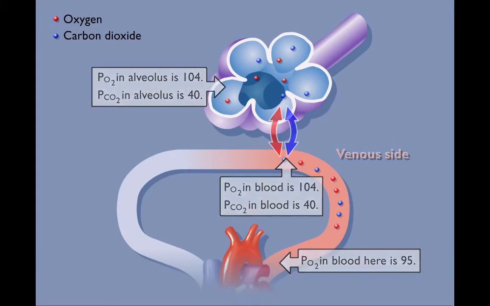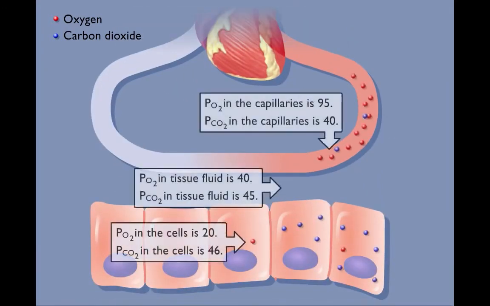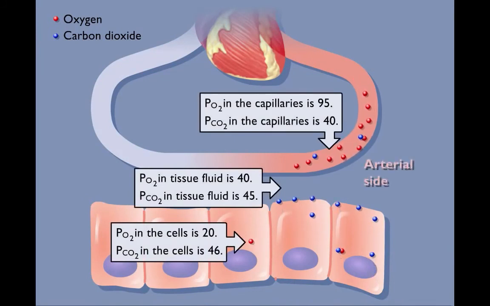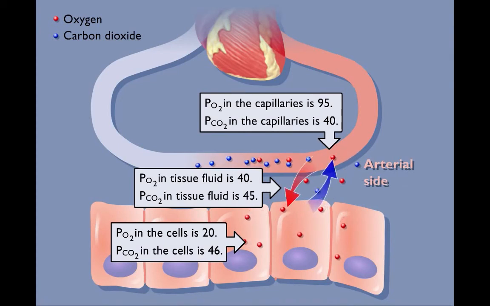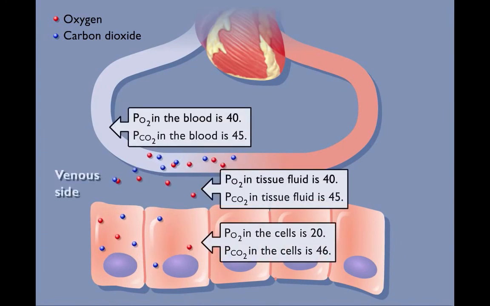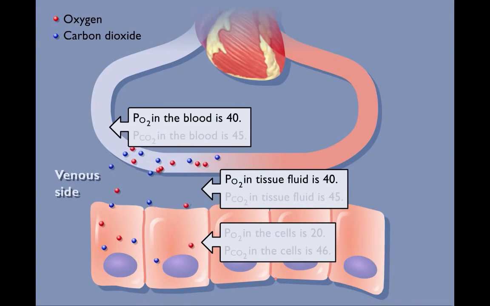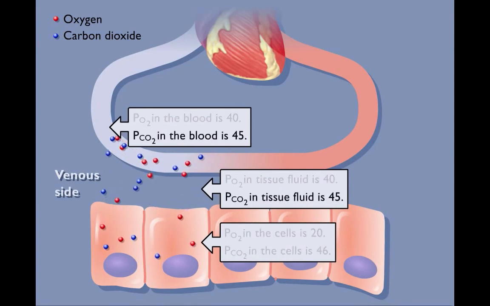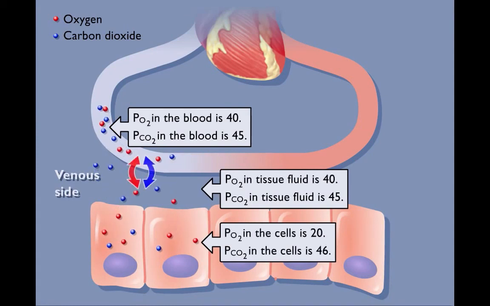Oxygen diffuses out of the arterial ends of tissue capillaries into the tissue fluid, then into the cells, and carbon dioxide diffuses out of the cells into the tissue fluid, then into the blood because of differences in partial pressures. At the venous ends of tissue capillaries, the PO2 in the blood is equal to the PO2 in the tissue fluid, and the pCO2 in the blood is equal to the pCO2 in the tissue fluid, resulting in no more net movement of oxygen or carbon dioxide. The blood now carries the oxygen and carbon dioxide to the lungs. In the body, all of these exchanges occur simultaneously.